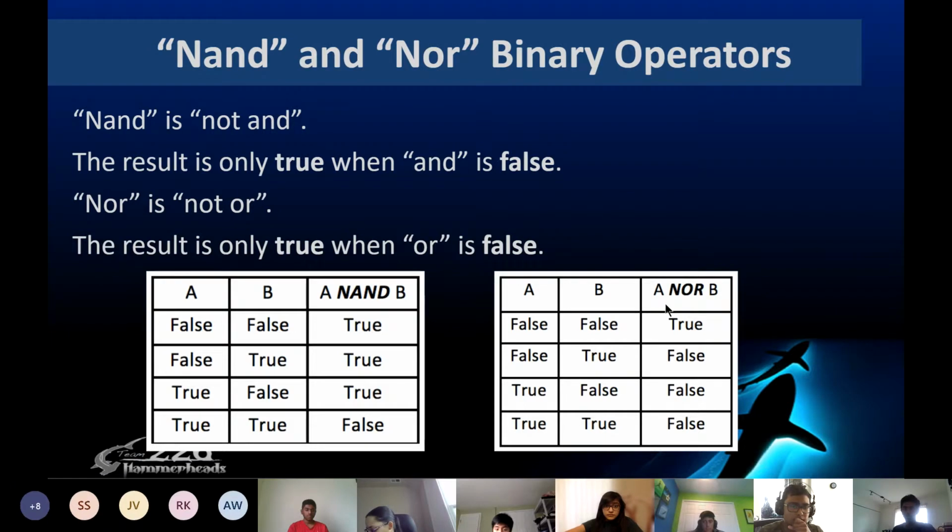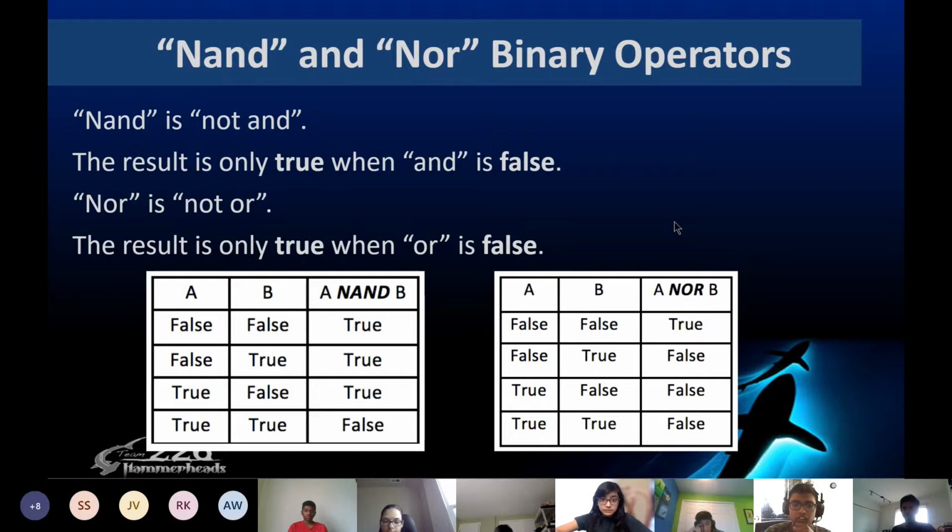All right, and now NOR. A is false, B is false. So A or B would be false, but because it's NOR, you do the opposite of that, so you get true. For A is false, B is true, A or B would be true, but you take the opposite of that, so you get false. Same thing for this condition, except A and B are switched. And if A is true and B is also true, A or B would still be true, and then you switch that, so you get false.